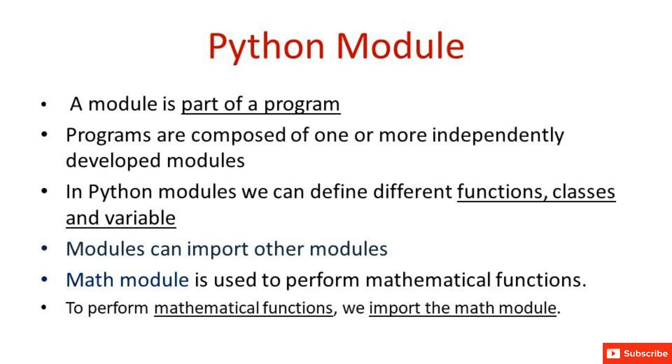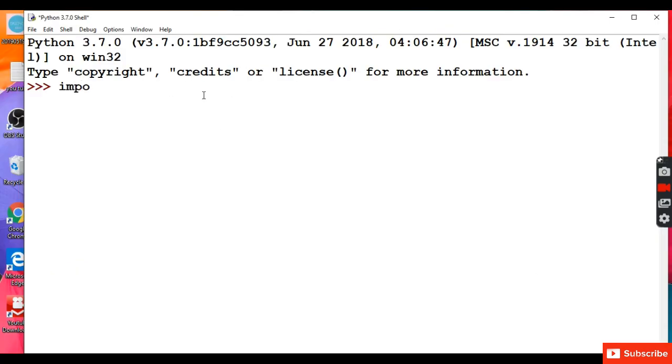We can import a module if we want to use it. To perform mathematical calculations, we import the math module. To find the square root of any number, the sqrt function is used in Python. So first we will import the math module. The square root of 49 is 7.